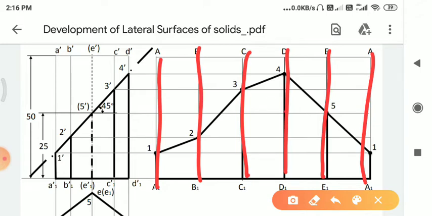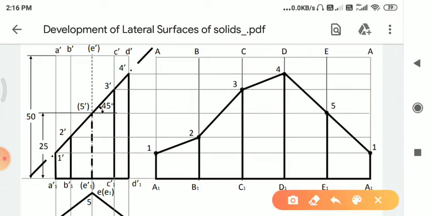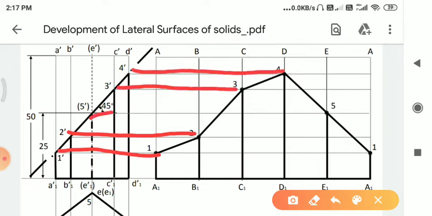Now here I'll project 1. Where is 1? 1 is on A1, so 1 is coming here. This is 1. Where is 2? 2 is on B1. These heights are true because in the front view A1 is true. That's why A1 dash, B dash, 2 dash are true, so I'm transferring directly. So 1 dash becomes 1, 2 dash becomes 2 on BB1. You transfer 3 on CC1, 4 on DD1, then 5 on E1. The last point again comes on A1, the same point 1, which you carry up to here.